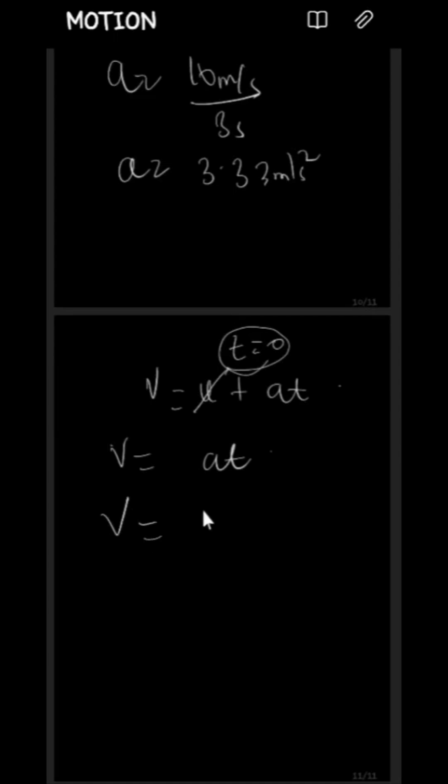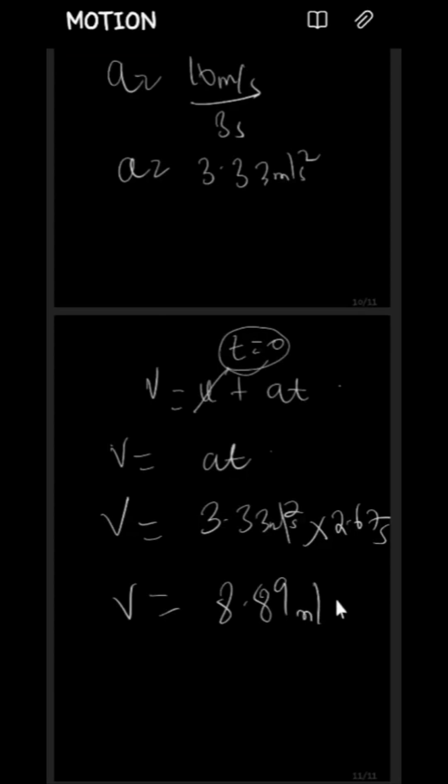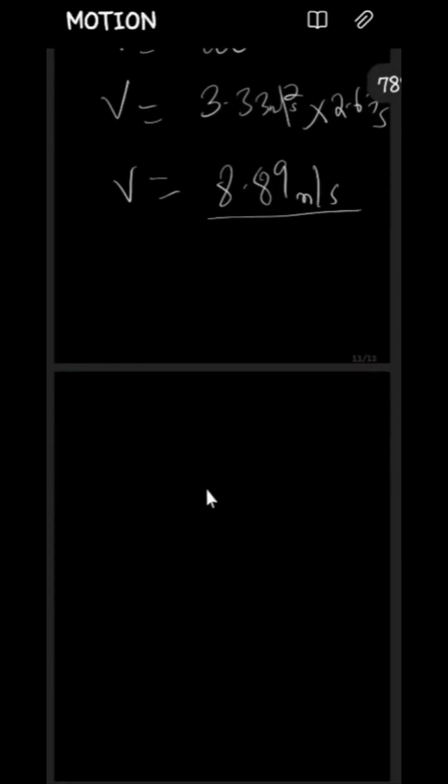So our velocity at 2.67 seconds will give us 3.33 multiplied by 2.67. That will give us 8.89 meters per second as our velocity at that time. And as such, we can now find our distance.